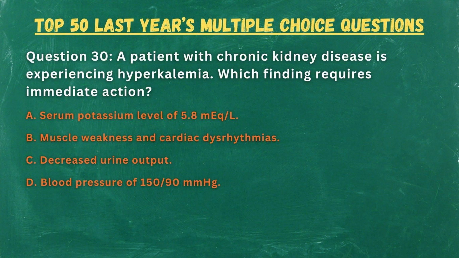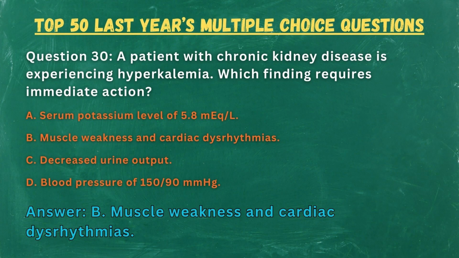A. Serum potassium level of 5.8 milliequivalents/L. B. Muscle weakness and cardiac dysrhythmias. C. Decreased urine output. D. Blood pressure of 150/90 mmHg. Answer: B. Muscle weakness and cardiac dysrhythmias.